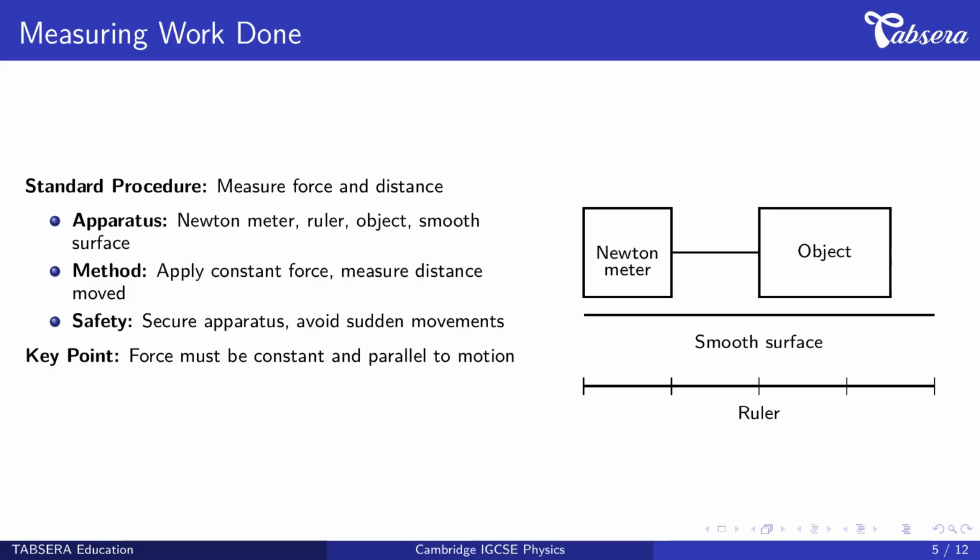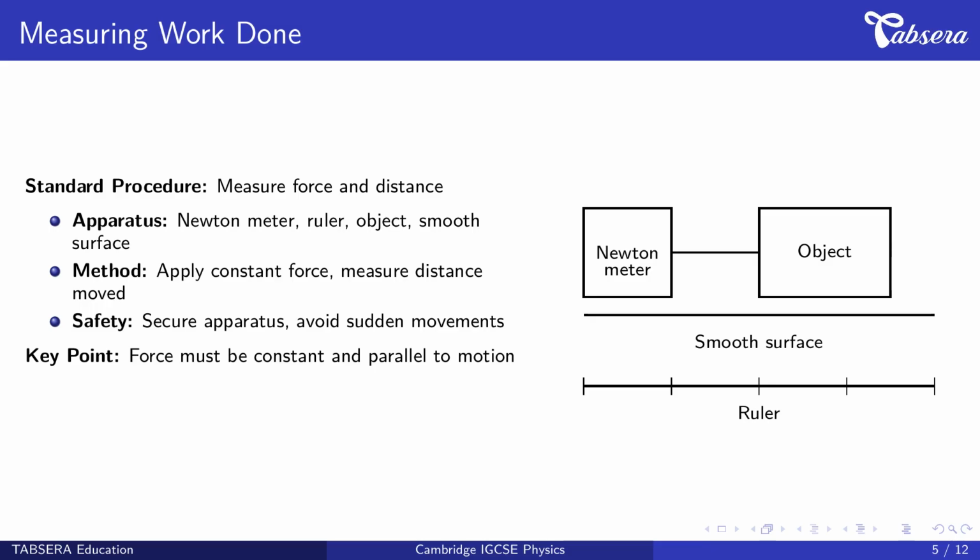Now we examine the experimental method for measuring work done. This follows Cambridge IGCSE standards. The apparatus needed includes a Newton meter to measure force, a ruler to measure distance, an object to move, and a smooth surface to reduce friction. The method consists of these steps.